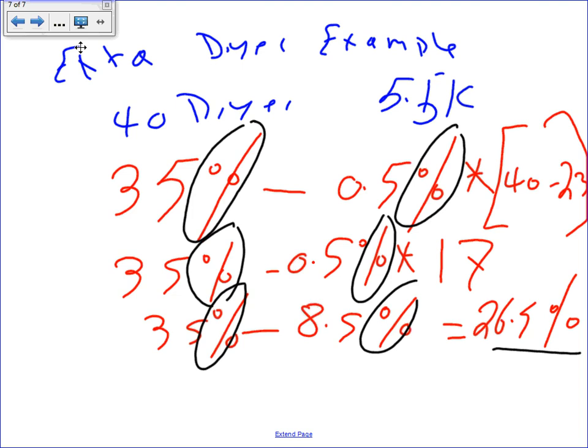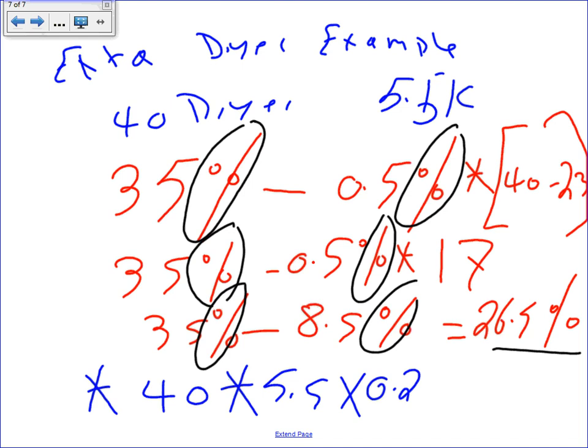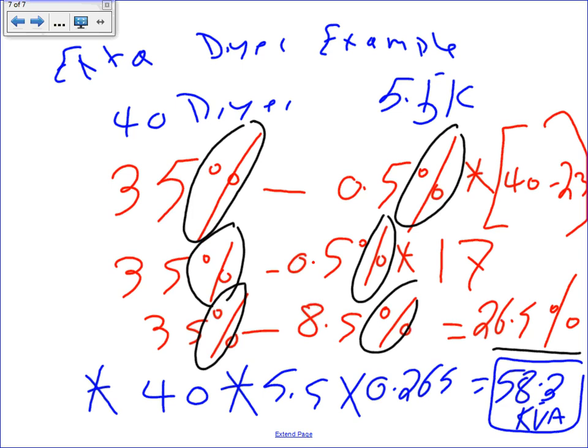At the end, I want to find the total. How many of them? I have 40 dryers, multiplied by 5.5 each. Now this is where we cash the percentage. 26.5, and instead of writing 26.5%, which you can do in the calculator, I'm going to change it to a decimal. 26.5% becomes 0.265. You move the decimal two spots to the left. And what's that? 58.3 kVA. Any question, guys, about the dryers?